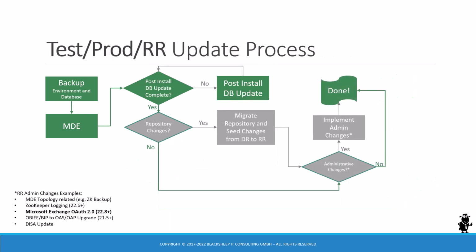The test and production or RR environments are a bit simpler to update, so still you have to take a complete backup, bring down the environment, run the MDE, make sure post-install database update runs against the database, and then if you had applied any repository changes, you use the migration application to do an incremental or full migration, including the seed changes from DR to RR, which is then followed by applying any administrative changes if there are any.